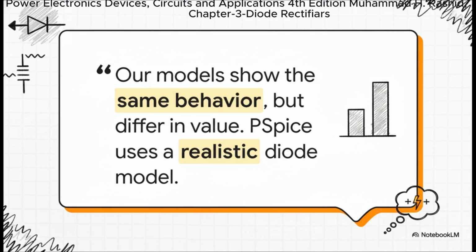Our analytical model assumed perfect, ideal diodes with 0 voltage drop. PSpice, on the other hand, uses a realistic model where each diode has about a 0.7 volt drop when it's on. That little bit of real-world imperfection changes the effective voltage driving the load, and that alters the final current. It's a great reminder to always be aware of the assumptions you're making in your model.